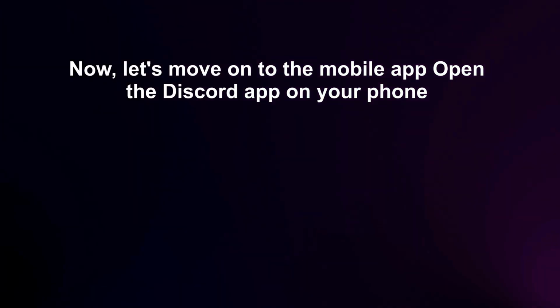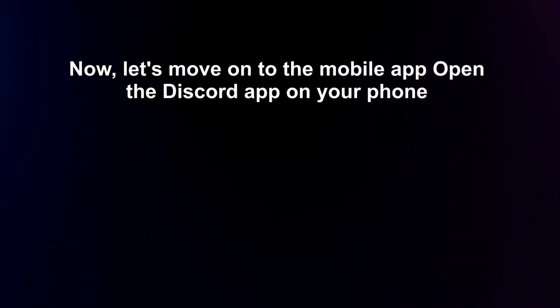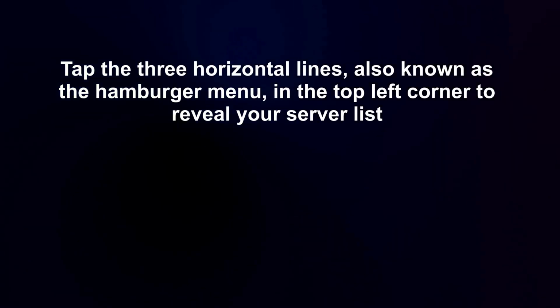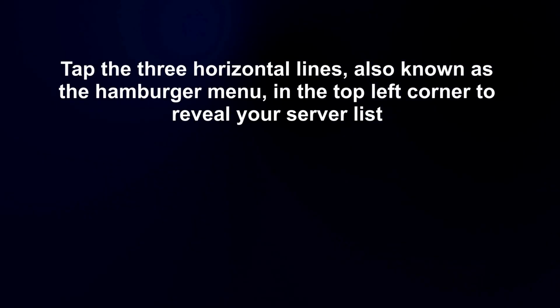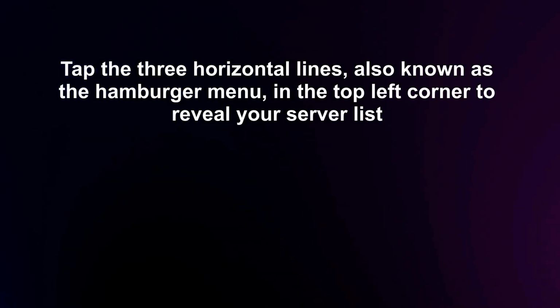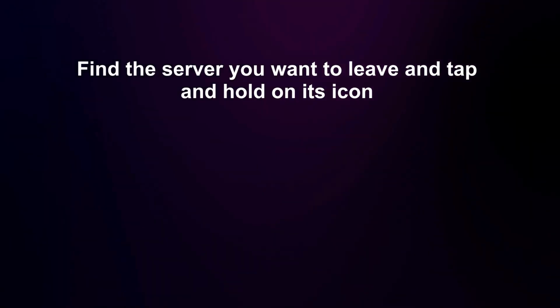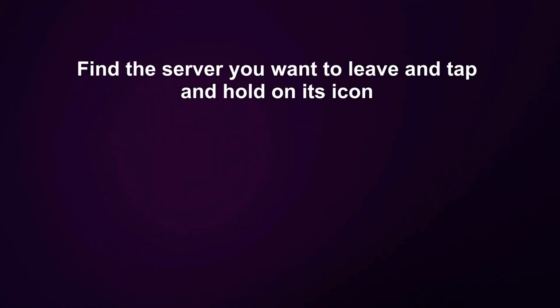Now, let's move on to the mobile app. Open the Discord app on your phone. Tap the three horizontal lines, also known as the hamburger menu, in the top left corner to reveal your server list. Find the server you want to leave and tap and hold on its icon.